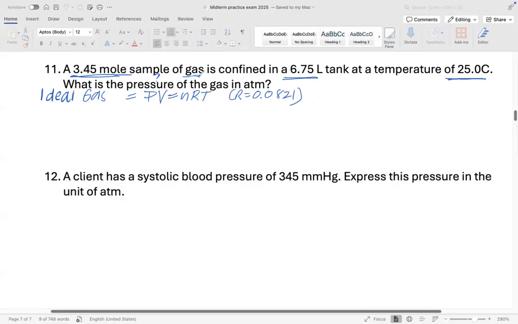So because there's 5 different variables, I like to set this up the same way we set up the last one, where I list all the variables on the side.